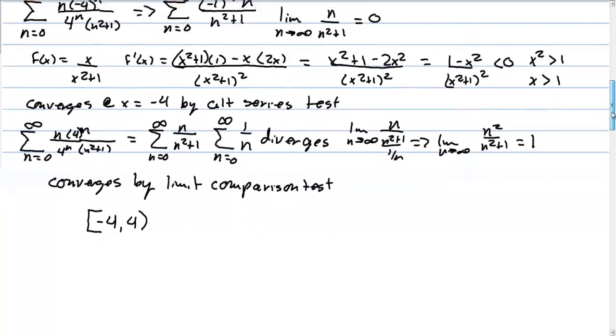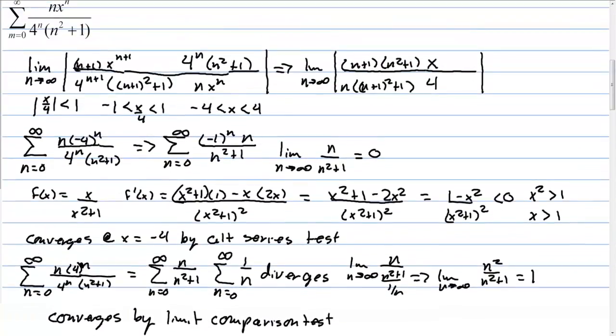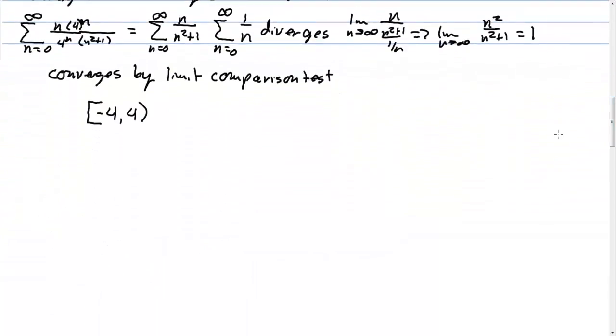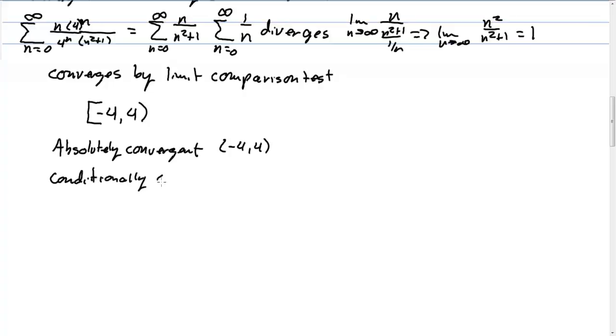We can also say, if we go back up to the top, we took the absolute value of all of this and then got the absolute value of x over 4 is less than 1. So the series is absolutely convergent from negative 4 to 4. So we can break this down and say we are absolutely convergent on negative 4 to 4, and conditionally convergent at x equals negative 4.